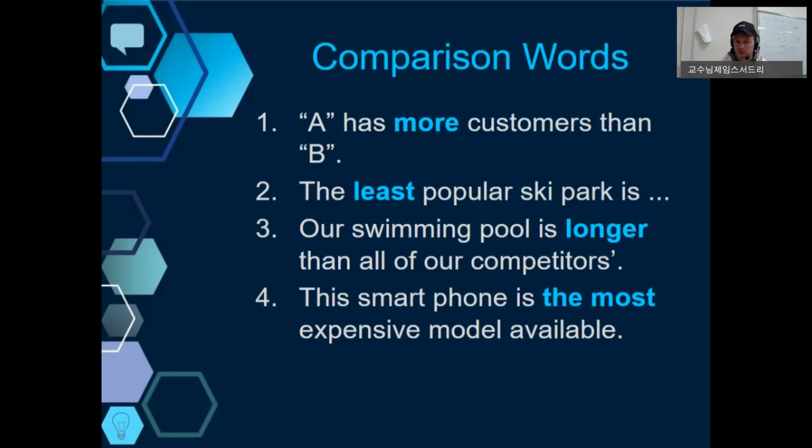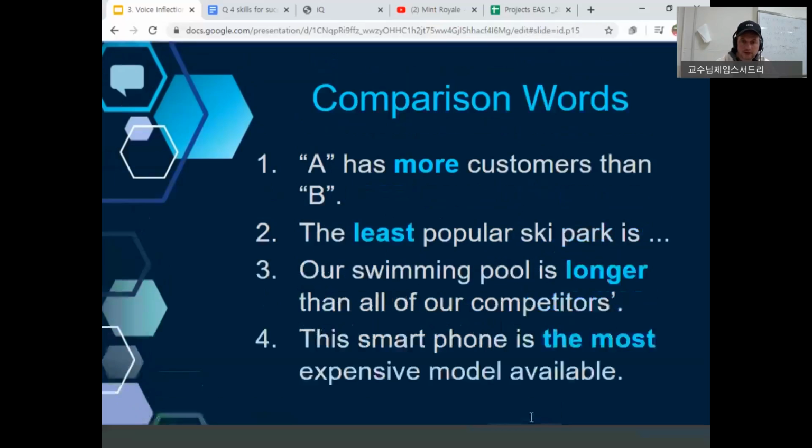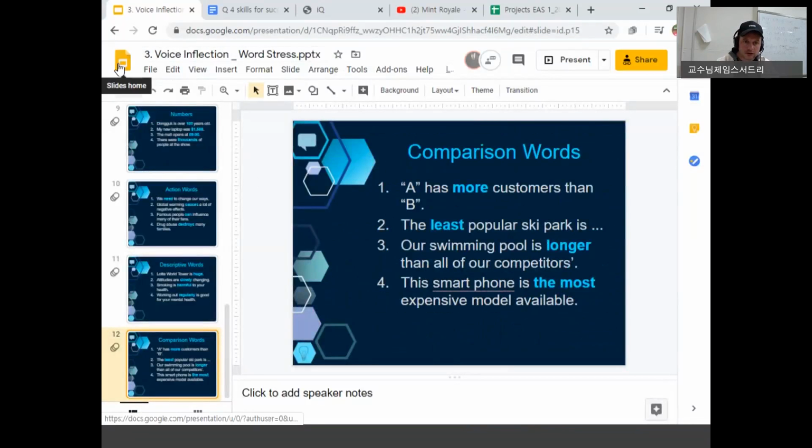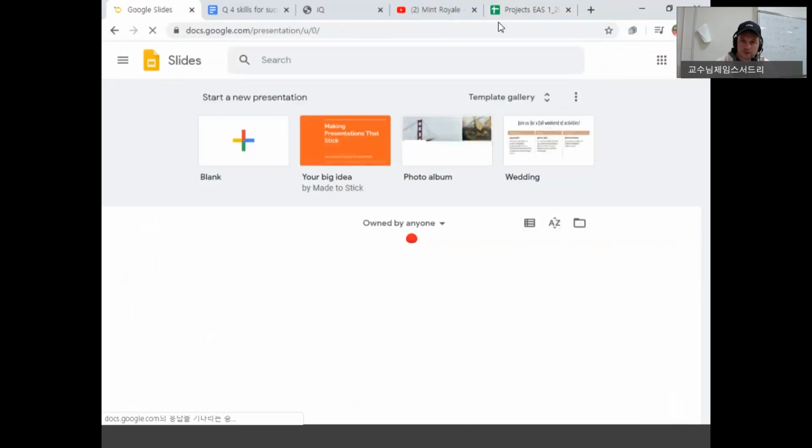Right, let's try again with the pauses. A has more customers than B. The least popular ski park is. Our swimming pool is longer than all of our competitors. This smartphone is the most expensive model available. So that is number 3. Let's see if we can get number 4 started.